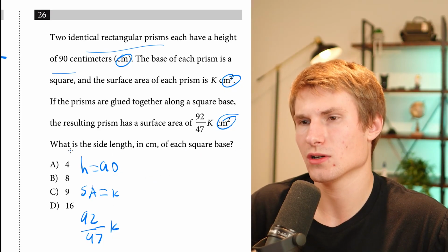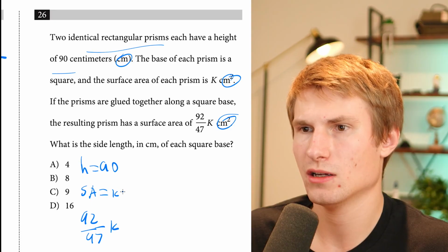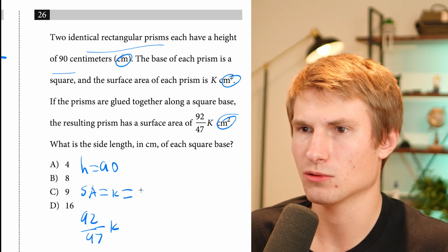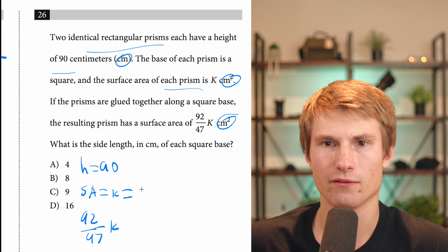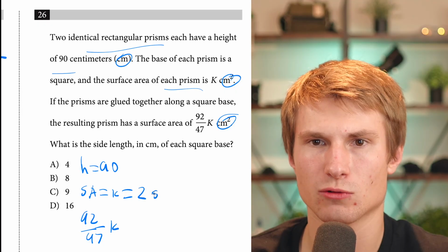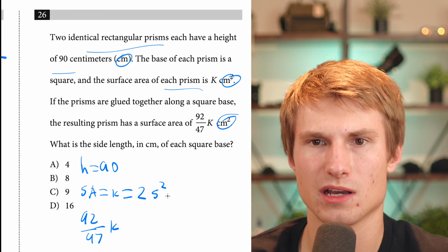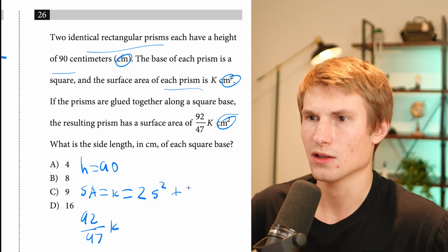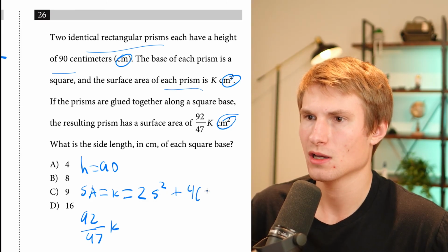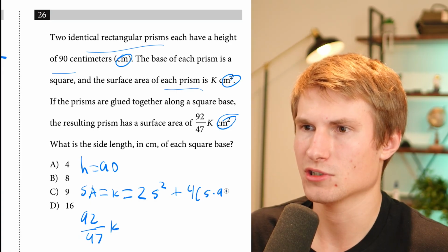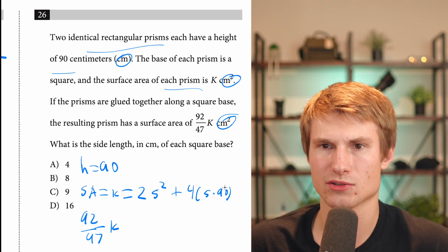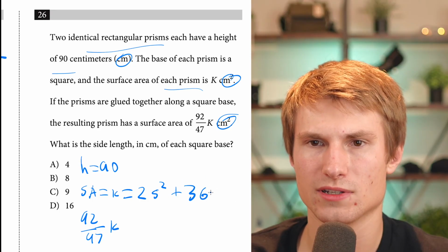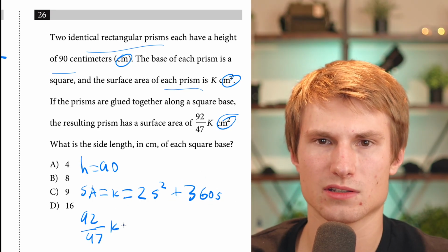So we're ultimately going to have to solve for S. We know that the surface area being equal to K, we can go ahead and write that that's equal to, keep in mind this is the surface area of each prism before they're glued together. So you're going to have 2 of these square sides that add to the surface area, so 2 times S squared. And then you're going to have plus the 4 rectangular sides, so 4 times the side length times the height, which is 90. So let's go ahead and simplify this down. So 4 times 90S is 360S. So 360S. And so that's the value of K.